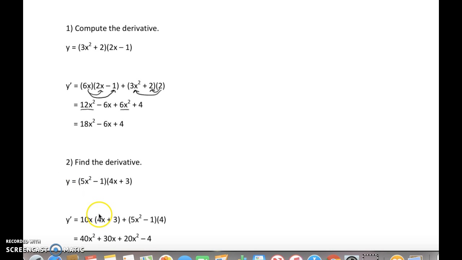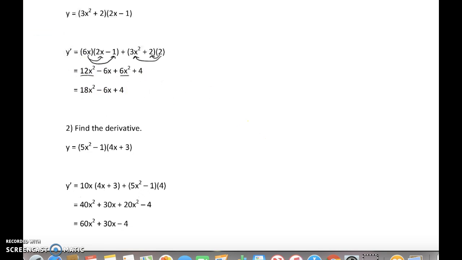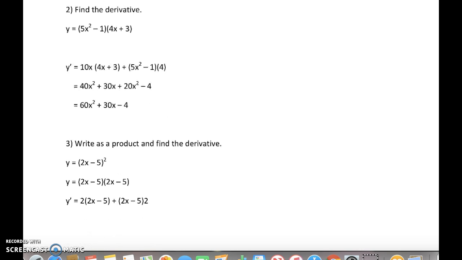So we've got 40x squared from 10 times 4x, plus 30x, 10x times 3, plus 4 times 5x squared, 20x squared, minus 4. And when we combine our x squared terms, we end up with 60x squared plus 30x minus 4. All right, so then we want to look at finding the derivative of a product.